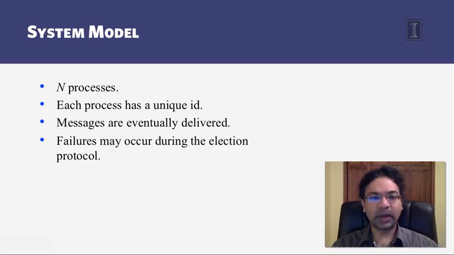For instance, it's IP address and port number. Messages that are sent from one process to another are delivered eventually. They may take a while, but they're delivered eventually, and they're delivered reliably. Failures may also occur during the election protocol.